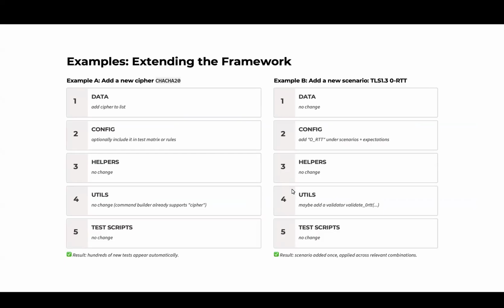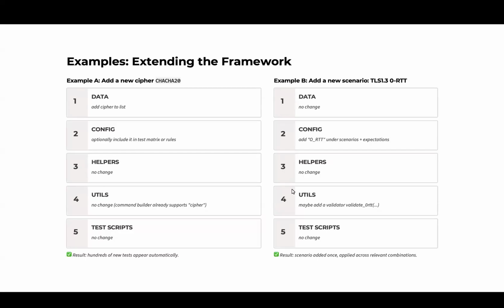For example, to add a new test, let's say you want to add just one new cipher. You just add it in your data. You probably don't need to add anything in the config if the ciphers are already part of the data layer. Everything is already done and nothing else is needed. So you can run all those hundreds of tests with a new cipher, with other key shares, all those combinations.